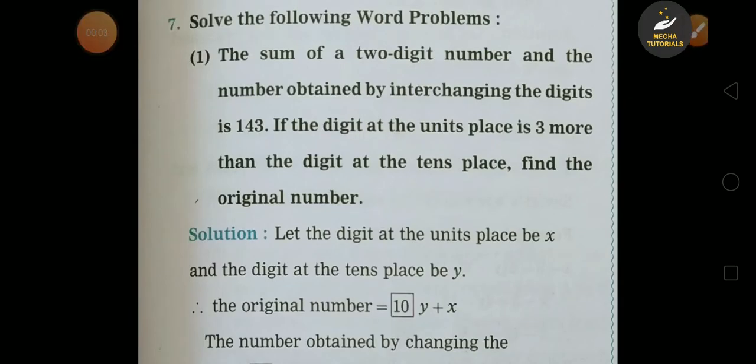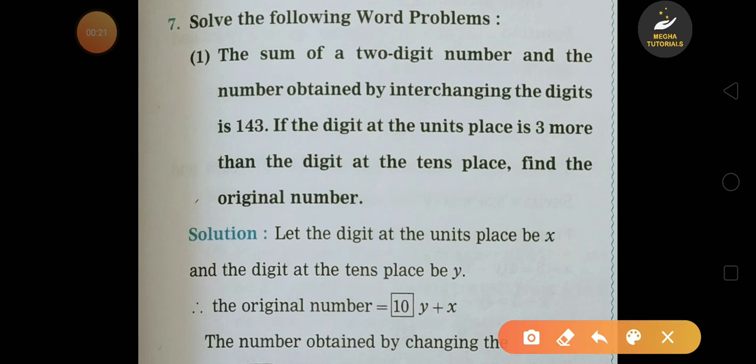Solve the following word problems. First question. The sum of a two-digit number and a number obtained by interchanging the digits is 143. If the digit at the unit place is 3 more than the digit at the tens place, find the original number. Okay. So let us assume that unit digit is x and digit at tens place is y.